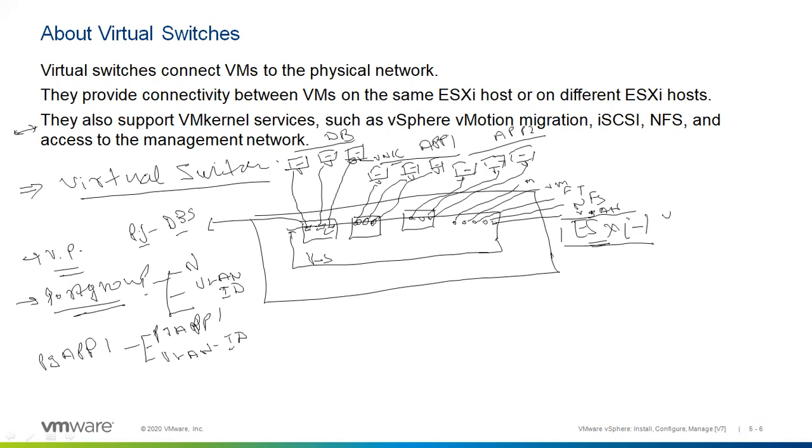So we call them a VM kernel port. The VM kernel port also will have a name, ID, and also an IP address because it is an individual port. But for a port group, we cannot assign an IP because inside a port group there would be a number of ports. But a VM kernel port is an individual port for a particular ESXi host.